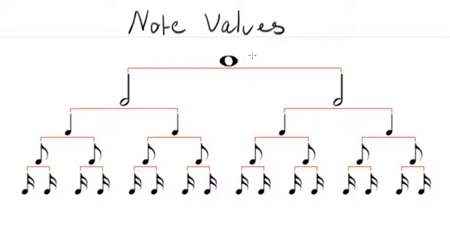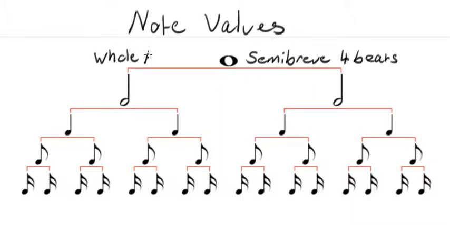Up at the top, the first note that we have is a semi-breve. A semi-breve is worth 4 whole beats and is sometimes called a whole note. It's sometimes called a whole note because in Western music, which is commonly 4/4 time, a semi-breve will fit into one whole bar of music.